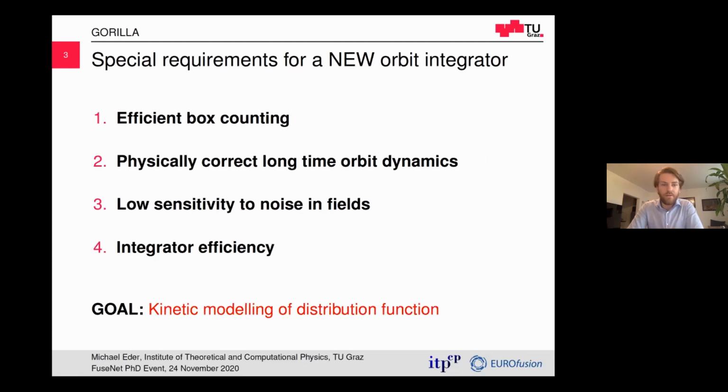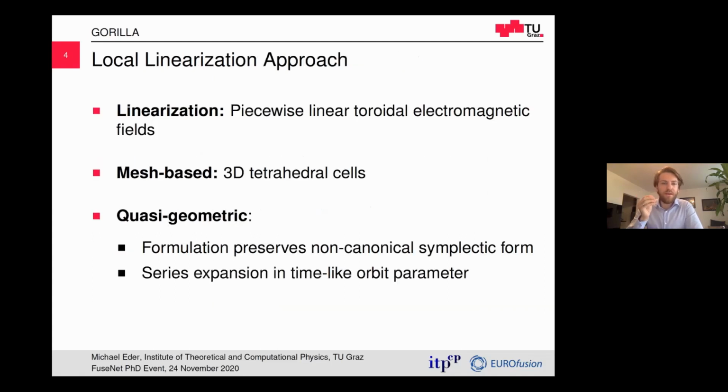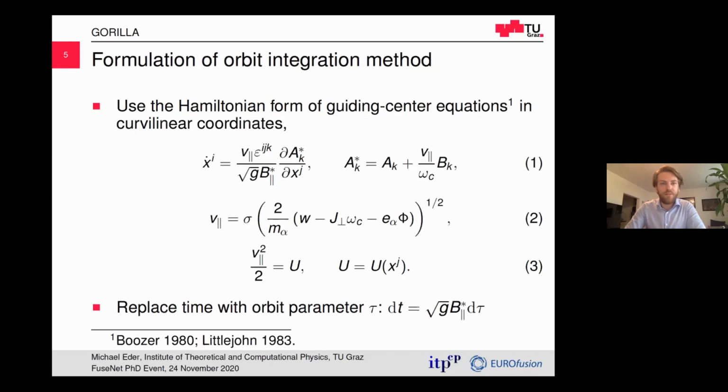And why do we do this? Because our goal is that we want to model the distribution function that Dominic showed before in a kinetic way. And we do this with an approach we call the local linearization approach. That means we represent the electromagnetic field by piecewise functions. That means our technique is a mesh-based technique because electromagnetic fields are linear in 3D tetrahedral cells. And for those of you who are interested in mathematics, this can be considered as a quasi-geometric approach.